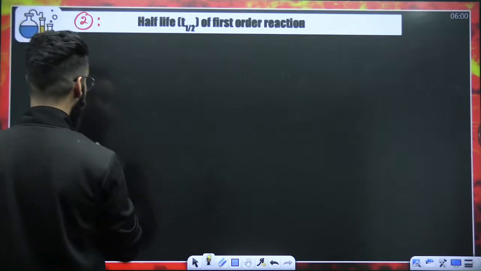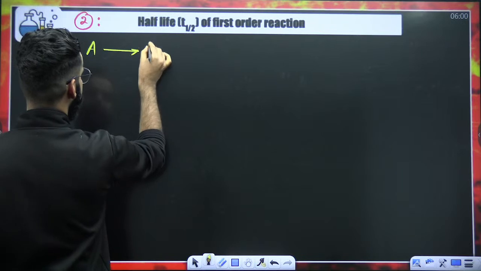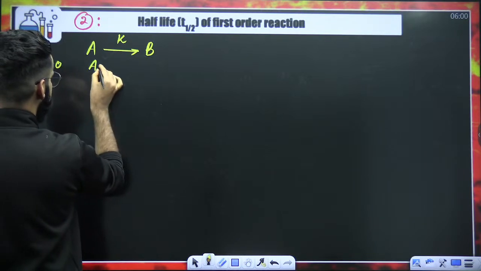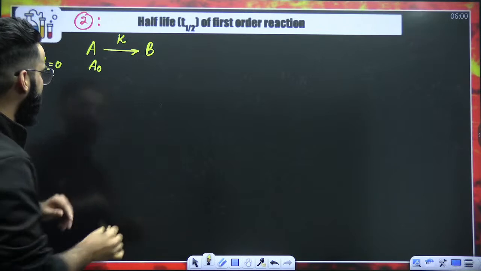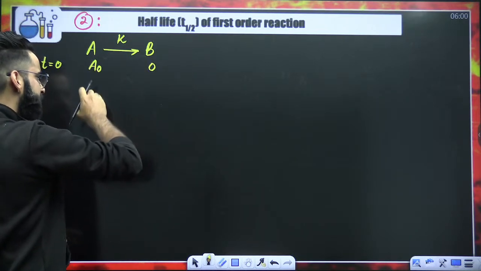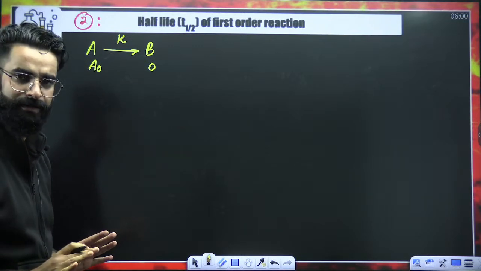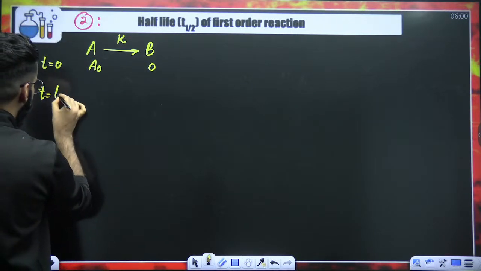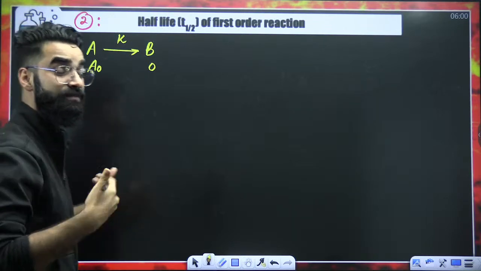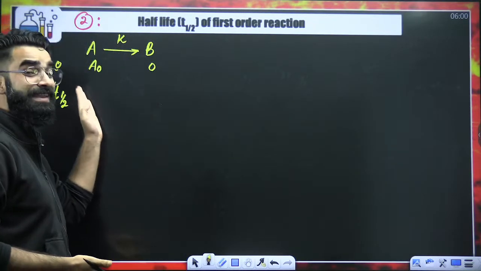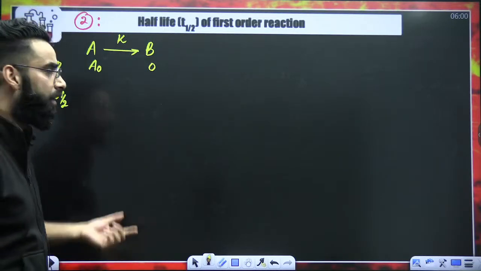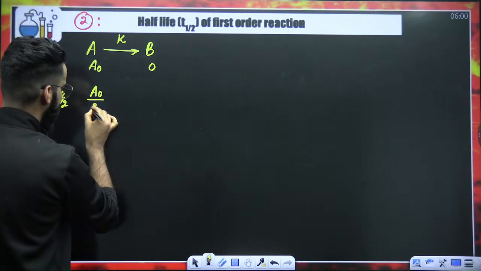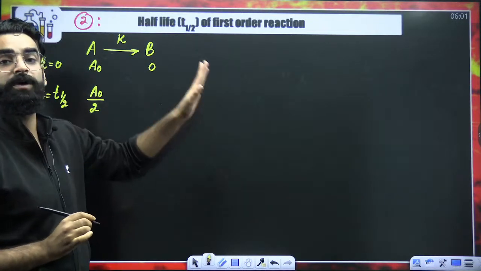My dear students, we have got the reaction A gives B, whose rate constant is K. Imagine that at time t is equal to 0, the initial concentration of reactant is A0. Now, what is going to happen with time? When the reaction proceeds, the concentration of reactant will keep on decreasing with time. At time t is equal to t half, when 50% of the reactant would have got converted into product, can you let me know what will be the concentration of reactant left in the container? The concentration of reactant left in the container is simply going to be A0 by 2, because 50% of the reactant has got converted into product.